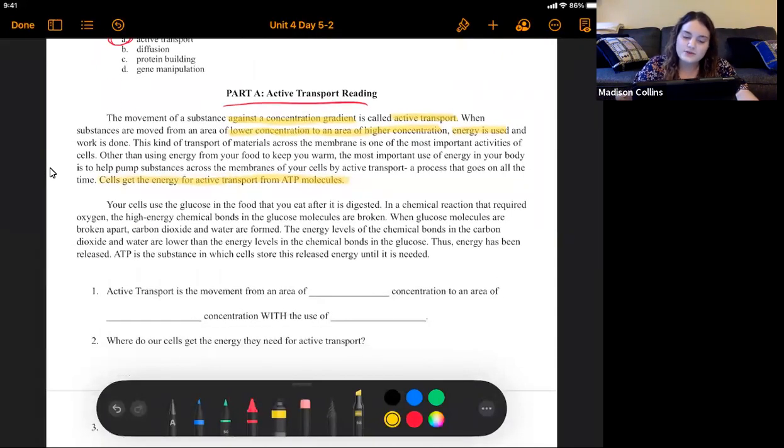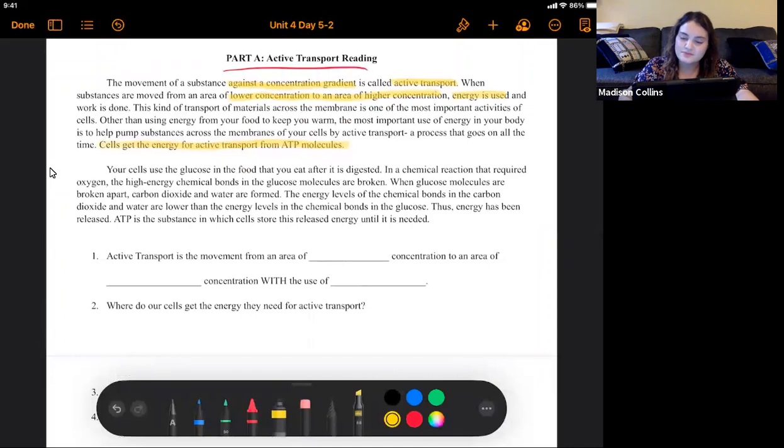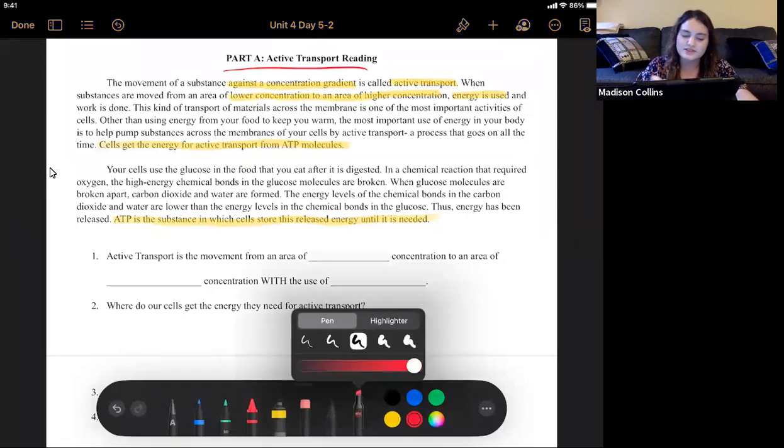Your cells use the glucose in the food that you eat after it is digested. In a chemical reaction that requires oxygen, the high energy chemical bonds in the glucose molecules are broken. When glucose molecules are broken apart, carbon dioxide and water are formed. The energy levels of the chemical bonds in the carbon dioxide and water are lower than the energy levels in the chemical bonds in the glucose. Thus, energy has been released. ATP is the substance in which cells store this released energy until it is needed. All right, so let's answer these questions.